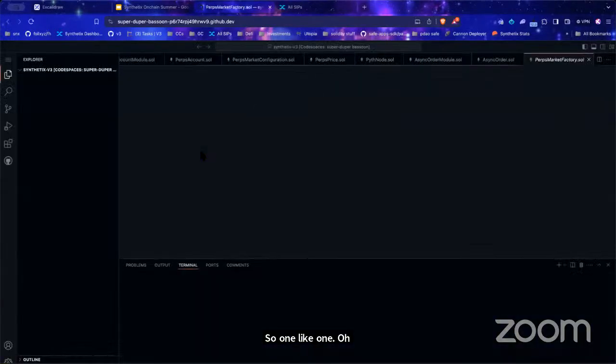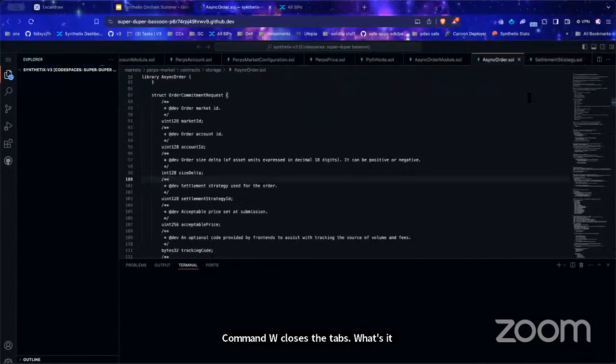Oh no, Command W closes the tab instead of the window, of course.